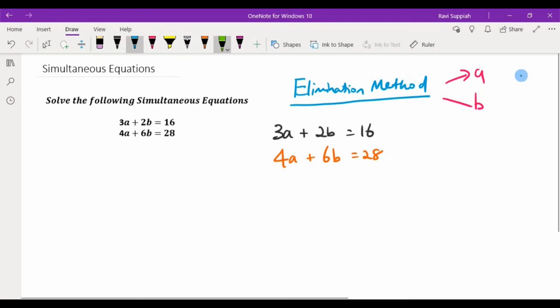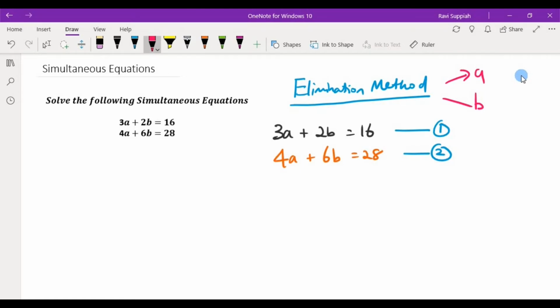Alright, so the first step is we're going to label the equation. So this is equation 1, this is equation 2. Now, what can I do to make both the equations have a common coefficient for one of the variables, either a or b? So here, for example, if I look at a, you can see that if I multiply equation 1 by 4 and equation 2 by 3, then both of them will have 12, correct? But for that I need to multiply both the equations.